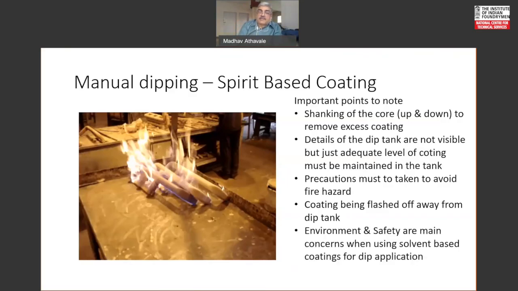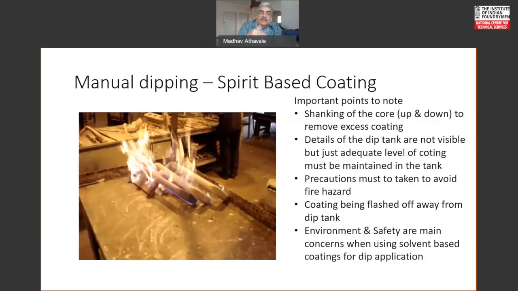So environment and safety are the main concerns while using solvent-based coatings for dip application. So you need to make these formulations very, very carefully. And if for some reason the foundry doesn't want to flash out the coating, then you will have to use specialty formulations by using a combination of carriers as well as specialty binders.